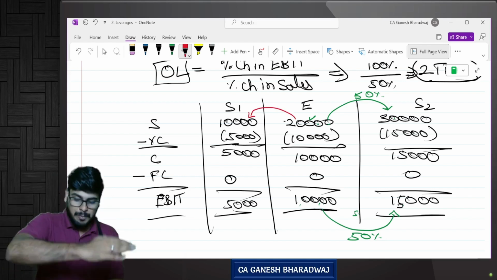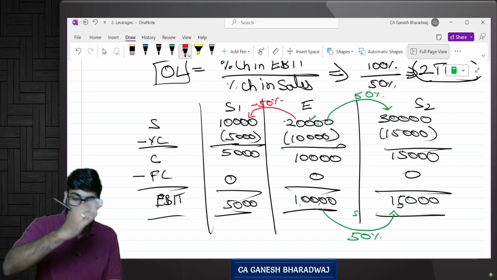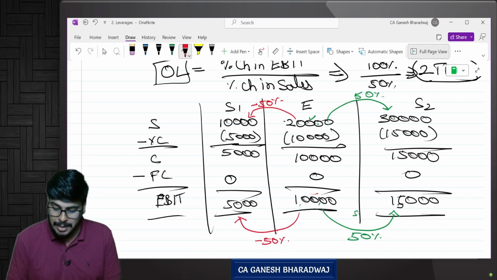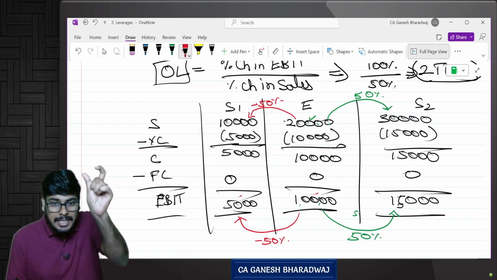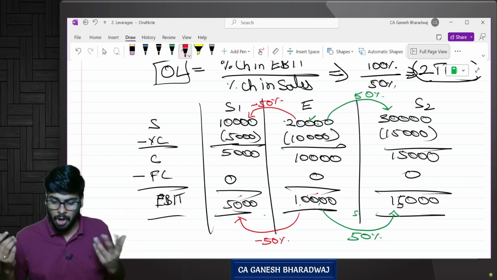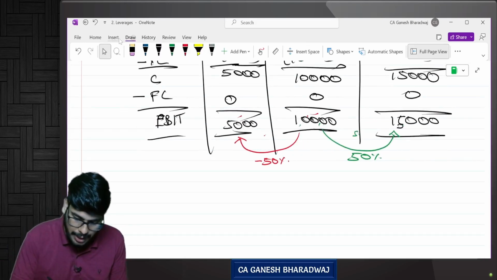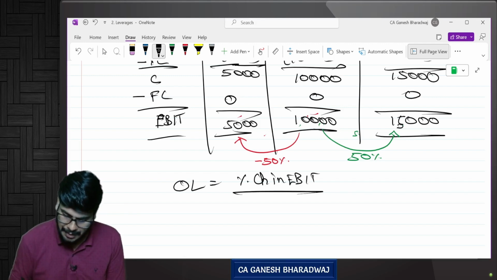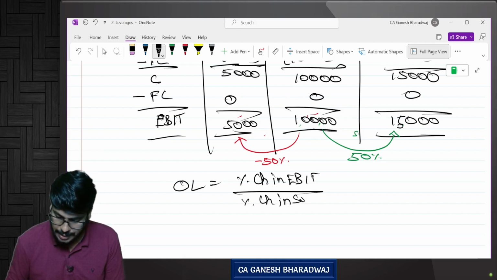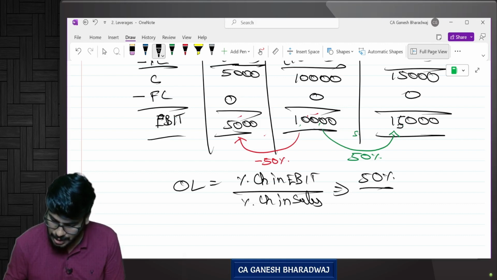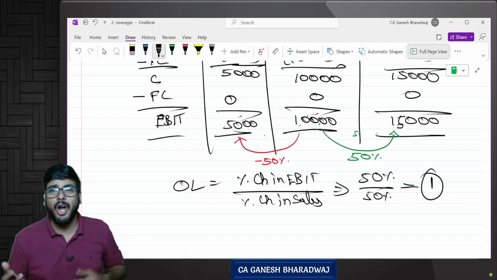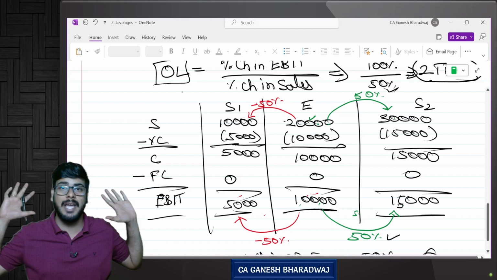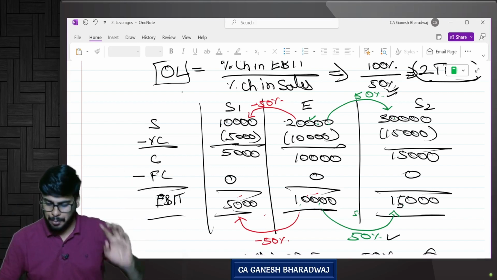Suppose I reduce my sales by 50%, if my sales falls by 50%, look at this. My EBIT also falls by 50%. From 10,000, it became 5,000. So the change in profit is a reduction of 5,000. 5,000 upon 10,000 is 50%. Or in other words, in this case, you calculate your operating leverage. Operating leverage is the percentage change in EBIT divided by the percentage change in sales. In this case, it is 50% divided by 50%, which is 1. In other words, there is no magnifying effect. Whatever effort I put is reflected in my results.